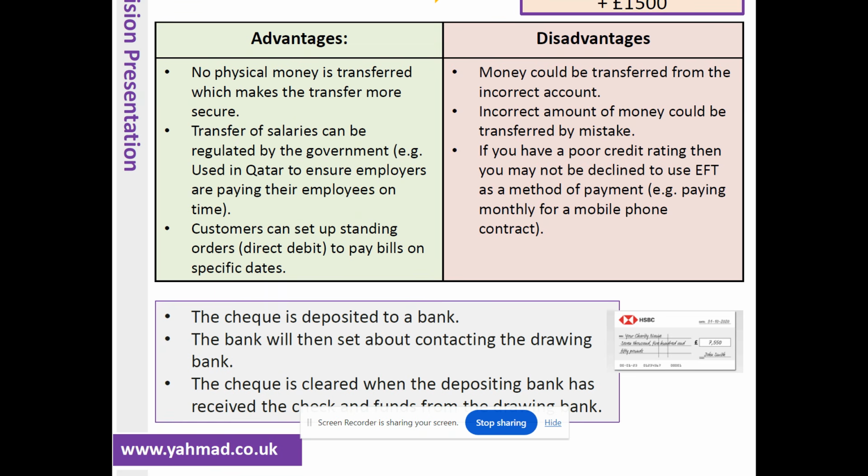The bank will then set about contacting a drawing bank, so they'll contact your bank, the person who's given the 4 checks. The check is cleared when a depositing bank has received the check and the funds from the drawing bank have been transferred to the landlord's. So that's basically how that works.